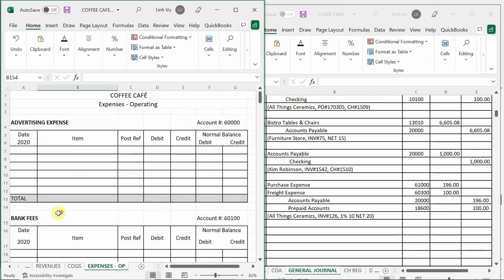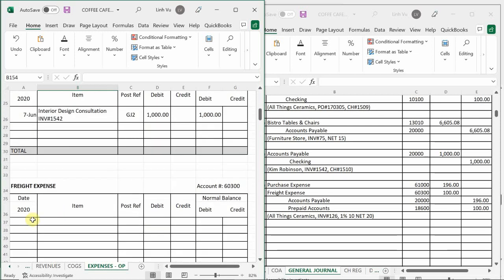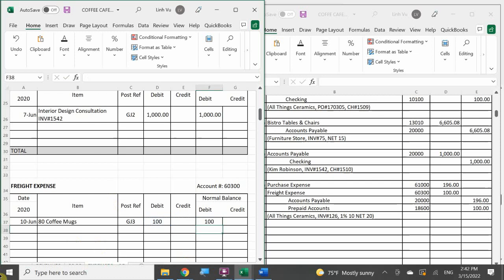I also had a freight expense. Here it is. Okay, for the 10th. And we had 80 coffee mugs that were shipped. Okay. General Journal 3, and this was for $100. Okay.